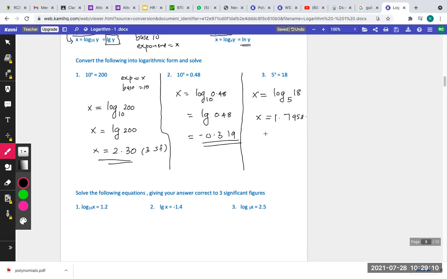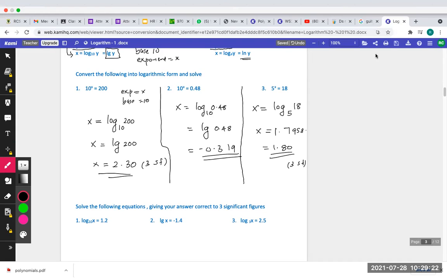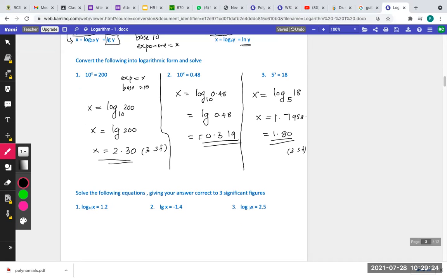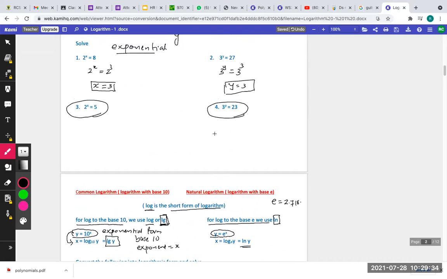1.7958, etc. So if you round off to 3SF, it will be 1.80, right? If it is for 3SF, it will be 1.80. So I hope you get an idea how to solve any equation which is given in exponential form by converting into logarithmic form, right?